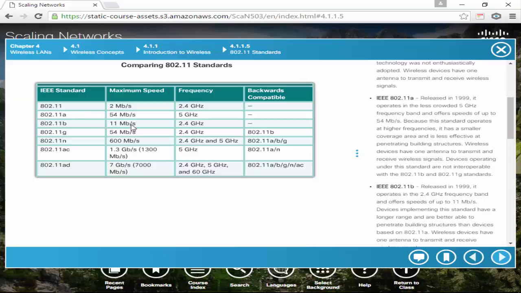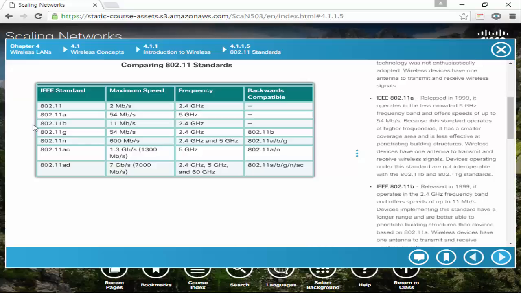Then they brought out A, and A was very short-lived, right? It was sweet because we got a whole lot more speed than we had before. We went from 2 meg to 54 meg, but it had this 5 gigahertz, and as I just said, this one does not go very far. Especially in this technology, you could only be about, probably 20-30 feet away from it. If it was going through a wall, then it didn't work.